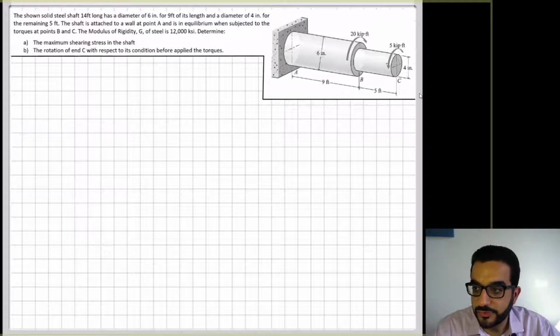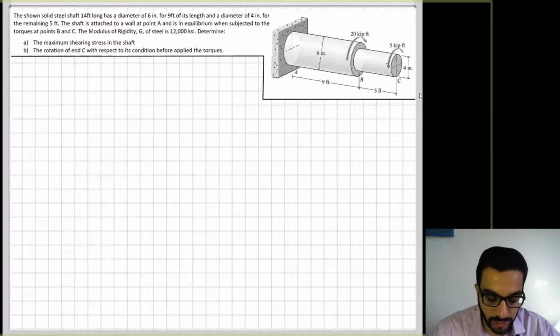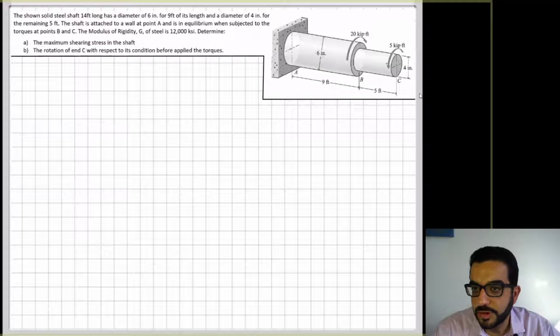So we're given this shaft, 14 feet long, made up of two different segments. AB has a diameter of 6 inches, or radius of 3 inches. BC has a radius of 2 inches, and we have two torque loads here, 5 kip-foot and 20 kip-foot. This shaft is made of steel, so its shear modulus, or modulus of rigidity, is 12,000 ksi.